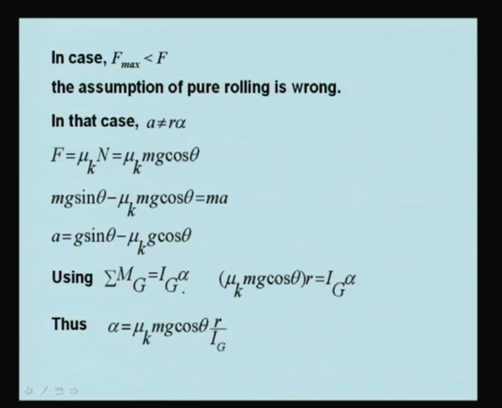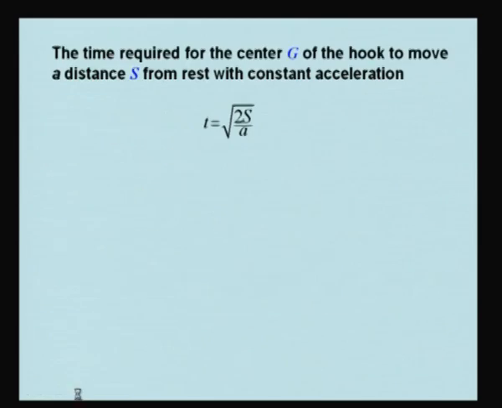We can of course use sigma M_G is equal to I_G alpha. That means we can write mu k times mg cos theta into r is equal to I_G times alpha, so r alpha is equal to mu k mg cos theta r squared divided by I_G. That way we can find angular acceleration and linear acceleration both, although they may be unrelated.